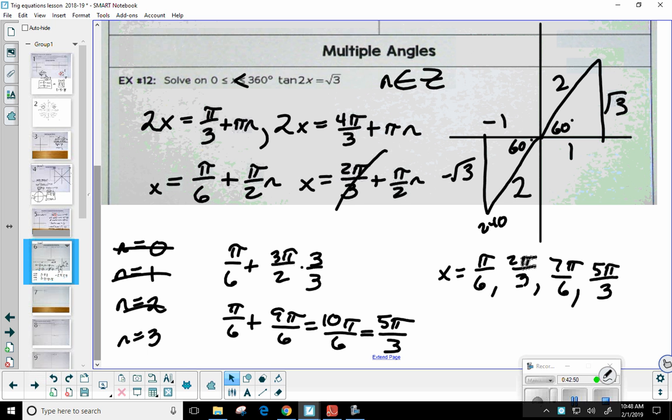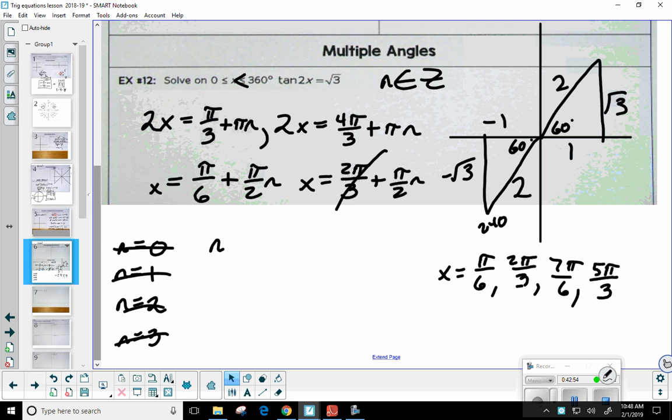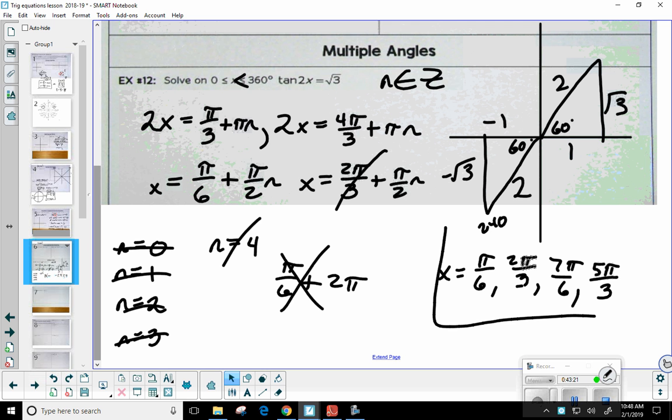Okay. So now let's try 4. But I got a feeling we might be stopping here. Because pi over 6 plus, what is pi over 2 times 4? So it'd be 4 pi over 2, which is 2 pi, right? So I don't even need to finish this one. If I take 2 pi and add something, will that be larger than 2 pi? Yes. So I can finally stop there. So I do have 4 answers that are going to work.